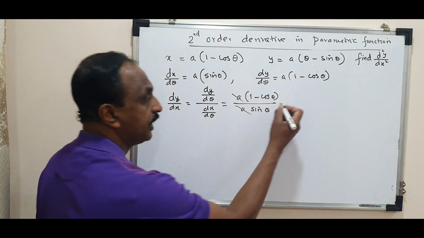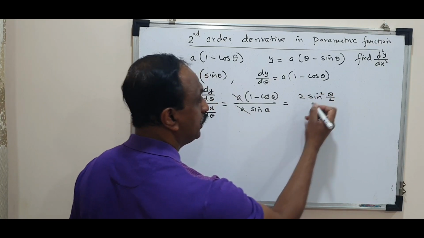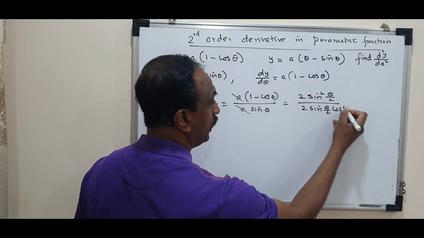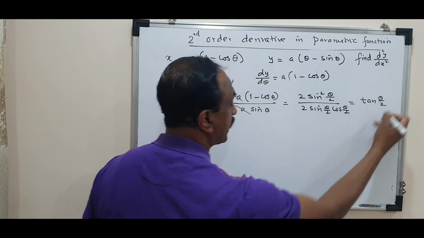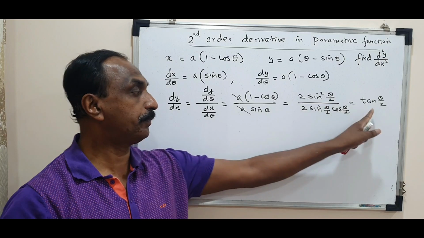So what I do is, I will use this formula: 2 sine square theta by 2 divided by 2 sine theta by 2 cos theta by 2, so that I will get tan theta by 2. Now my second derivative is much easier than applying u upon v. Every time it may not be possible.